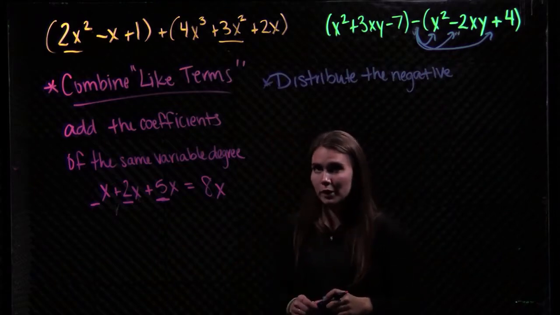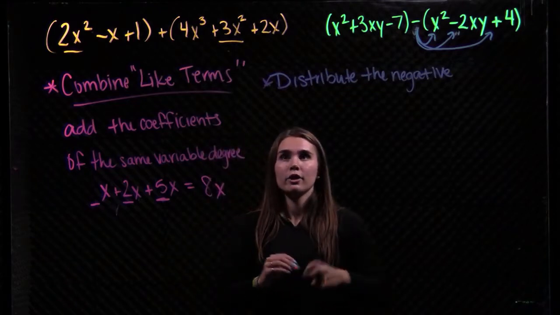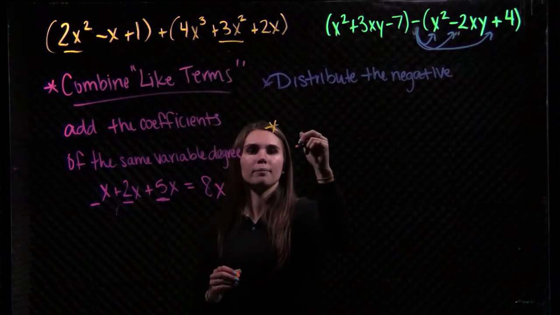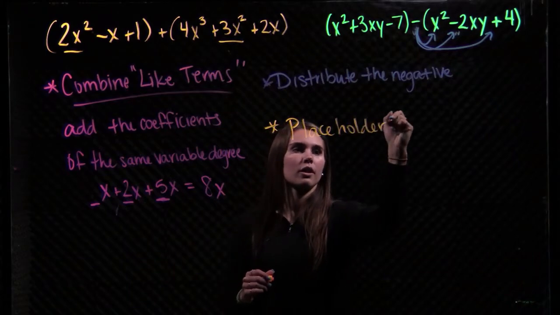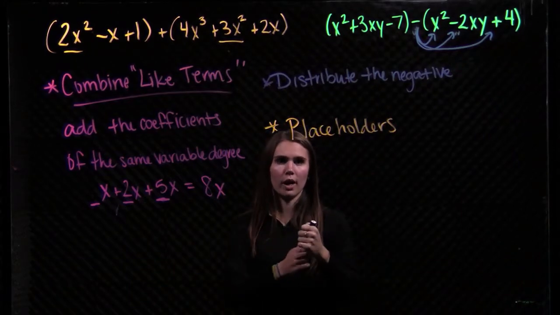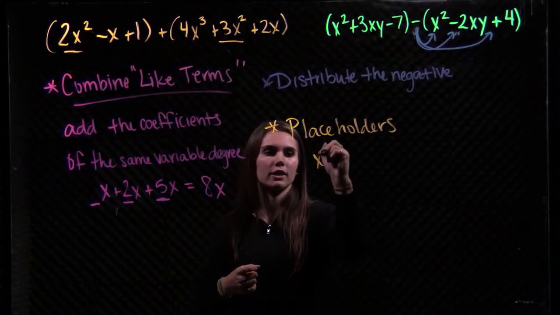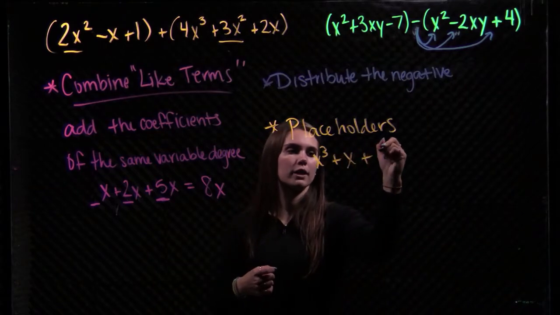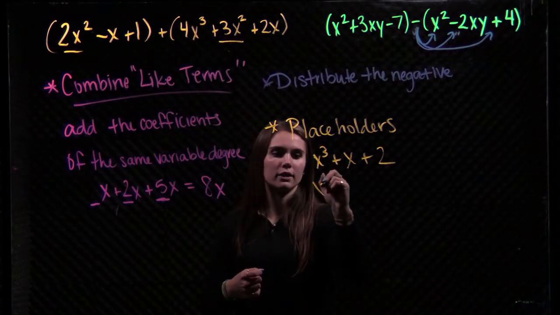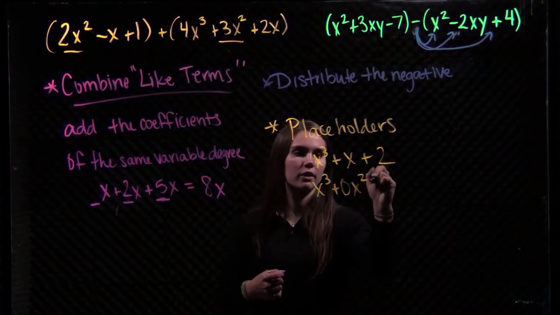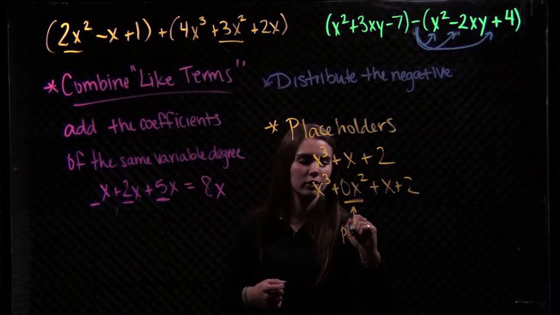The third thing I want us to remember is placeholders. I'll just put placeholders here. So write this down, whatever you need to do to remember what this means. I can write an example for you here: if we have x cubed plus x plus 2, our placeholder would be x cubed plus 0x squared plus x plus 2. So our 0x squared is our placeholder in this sense.